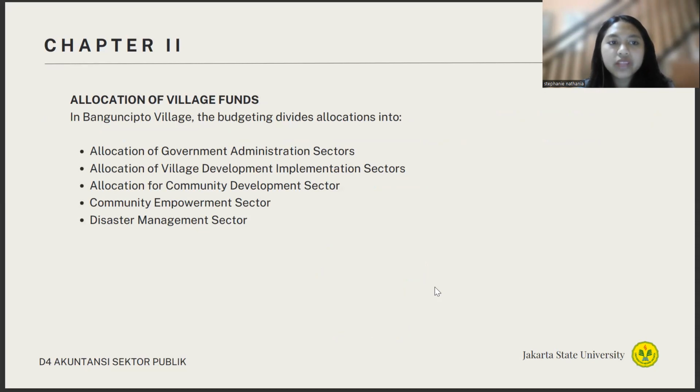About the allocations of the village funds: the allocations are categorized for Bangun Cipta Village. The budgeting divides allocations into, first, the government administration sector; second, the village development implementation sector; third, the community development sector; fourth, the community empowerment sector; and fifth, the disaster management sector. So the Bangun Cipta Village Fund is allocated in these 5 categories that I will explain in my fourth chapter. I will explain and describe these 5 allocations.